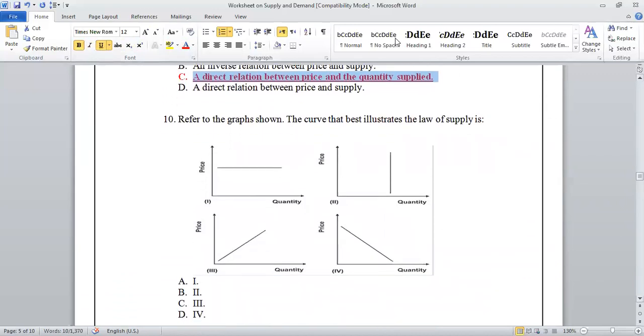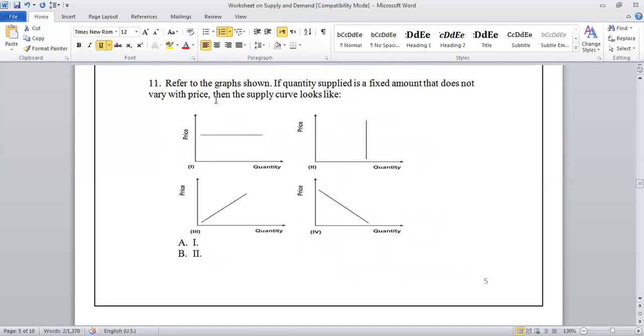Number 10. Refer to the graphs shown. The curve that best illustrates the law of supply is, which one of these is the law of supply? 1, A, B, C, or D? It's C, right? This is the supply curve.